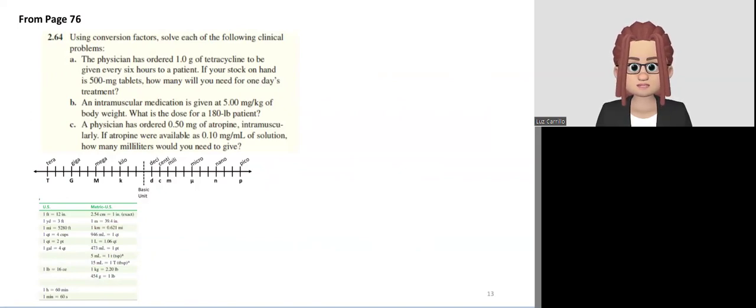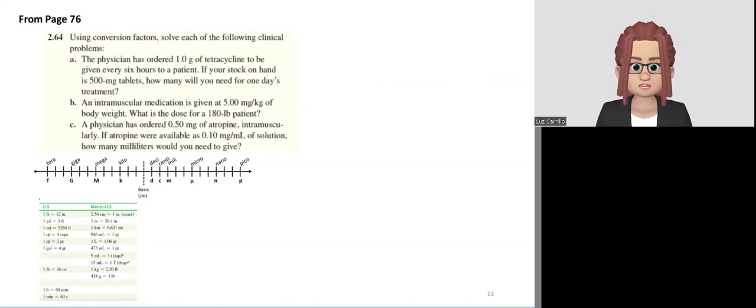To practice clinical factors, we are going to go to page 76 and do together problem A out of the textbook problems in 2.64. The problem reads, the physician has ordered 1.0 grams of tetracycline to be given every 6 hours to a patient. If your stock on hand is 500 milligram tablets, how many will you need for 1 day's treatment?